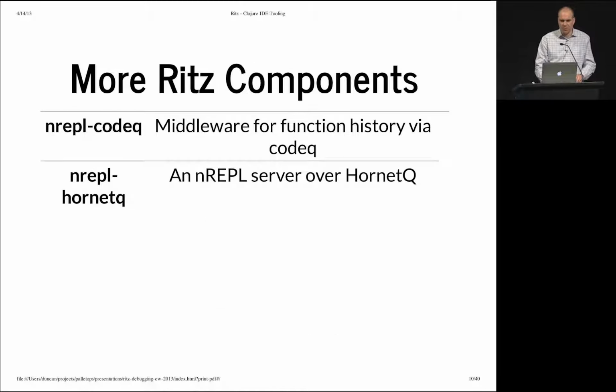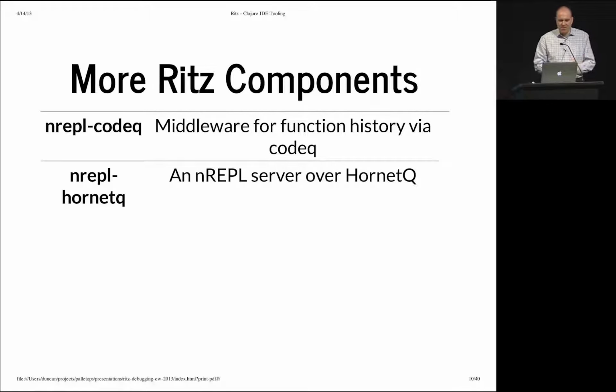There's a couple more components within the Ritz framework, Ritz umbrella. There's nREPL codox, which allows you to have a middleware that will look up the history of a function. So you select a function in your client, hit a key, and it will bring up the history of that function by looking it up in codox. It doesn't actually load the codox database. That's a separate problem.